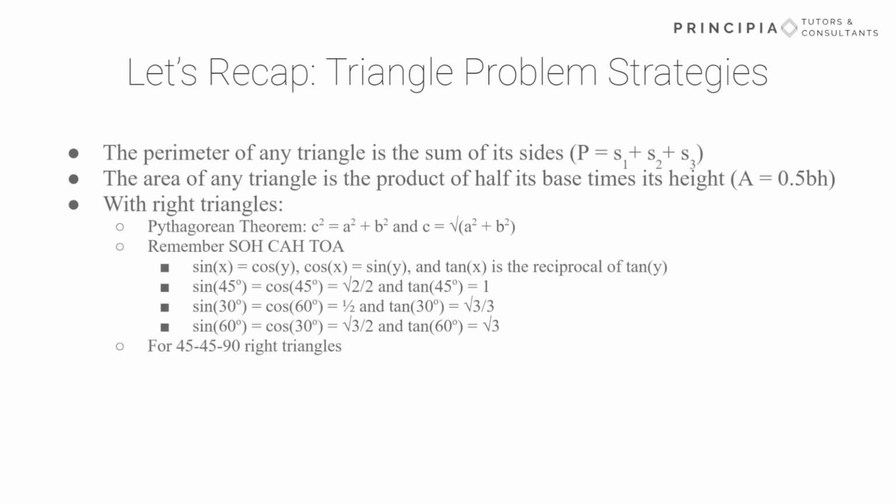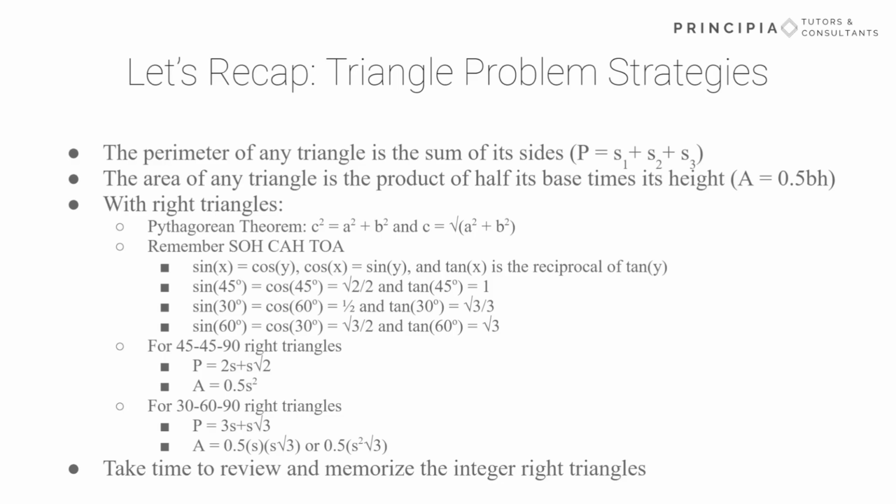For 45, 45, 90 right triangles, remember the perimeter is 2s plus s root 2. The area is 1/2 s squared. And for 30, 60, 90 right triangles, perimeter is 3s plus s root 3. Area is 1/2 s squared times the square root of 3. And remember to take time to review and memorize the integer right triangles.